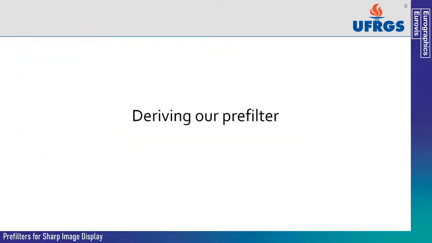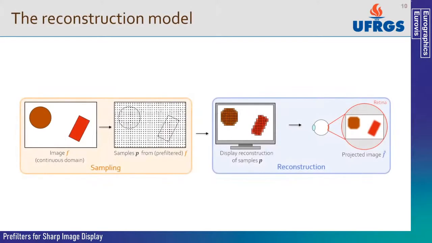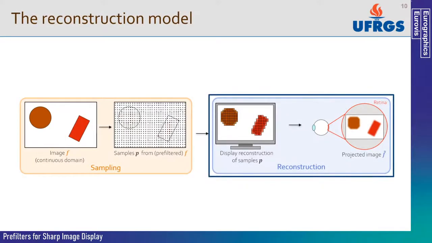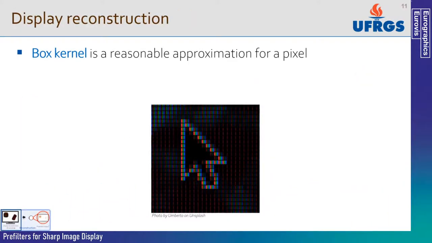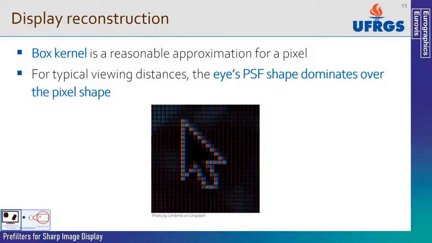Let's see how our pre-filter is modeled. Recall the reconstruction step we showed previously, composed first by the display reconstruction, and then the retinal projection blurred by the eye's optical system. We will start by modeling those two processes. A pixel of an LCD monitor may be reasonably approximated by a box kernel. While this is a rough approximation, it is sufficient for our purposes. For typical viewing distances, the eye's point spread function will dominate over the pixel shape. Regarding subpixels, display sampling techniques may also be employed with our pre-filter, as discussed in the paper.